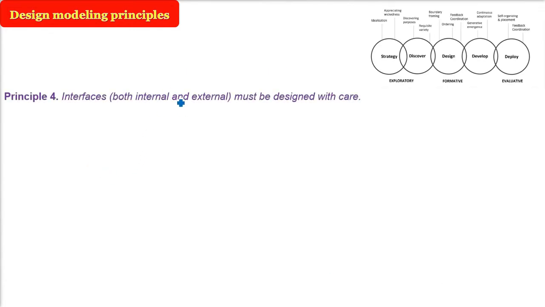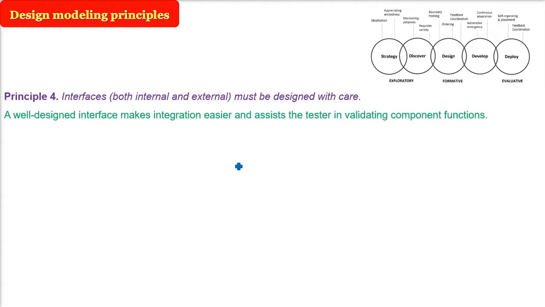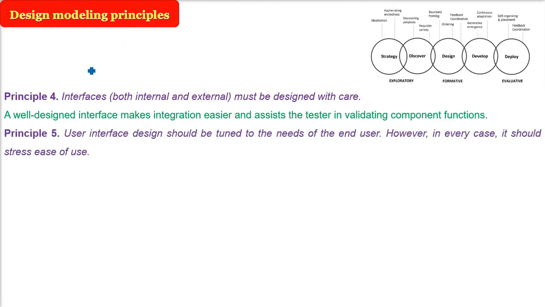Next thing is interfaces. Interfaces can be both internal and external, and this must be designed with care. So let me give you an example. For example, you have made a software or a system, say website, web app, etc. Now, whatever you have done, it will interact with some database. It will interact with some networking devices or World Wide Web. So these are the interfaces. This design of interfaces becomes very important. If you are not able to design it, how are you going to validate it?